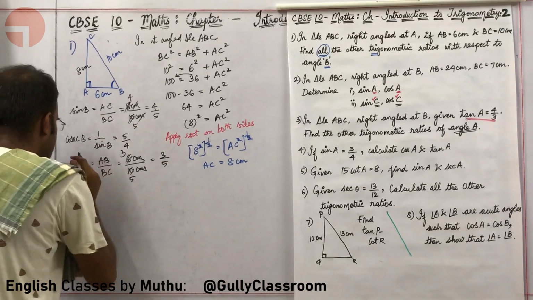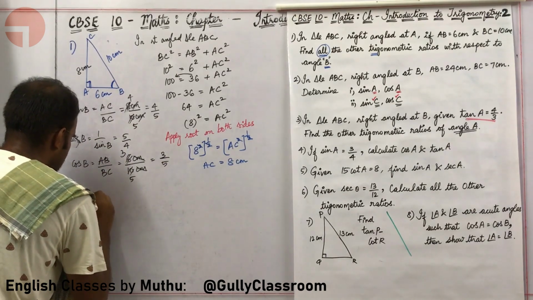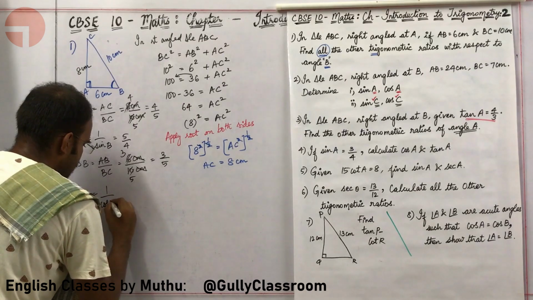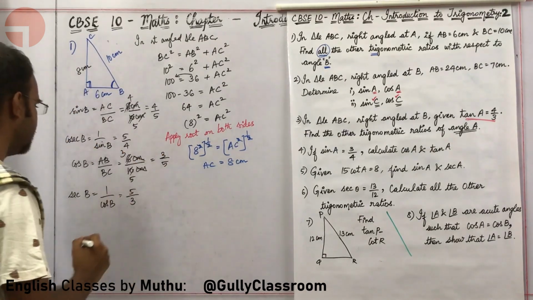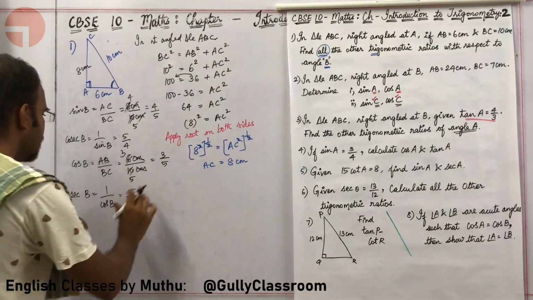Now, what is the reciprocal of cos B? Cos B reciprocal is secant B. So I can simply take the reciprocal of 3 by 5, which is 5 by 3. Sir, work this and show.